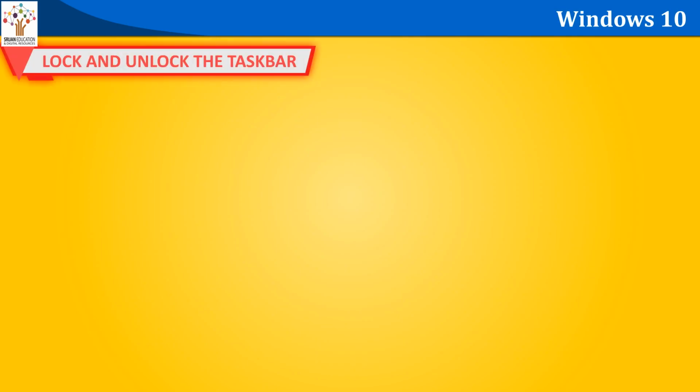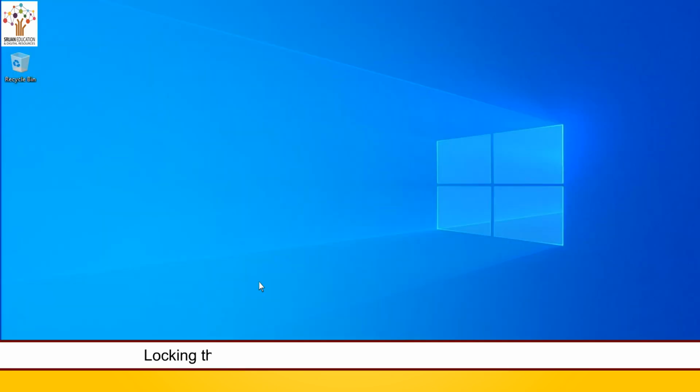Lock and unlock the taskbar. Locking the taskbar makes sure it remains how you set it up. You can unlock it later when you want to make changes or change the taskbar's location on the desktop. To lock or unlock the taskbar, follow these steps.